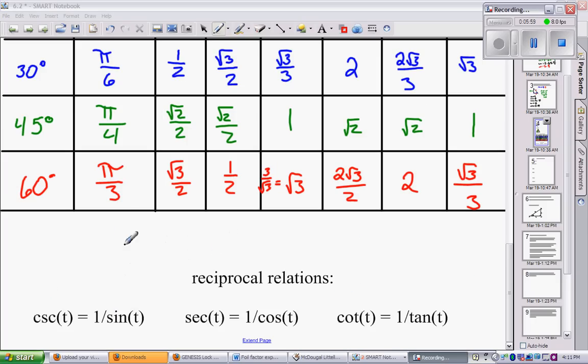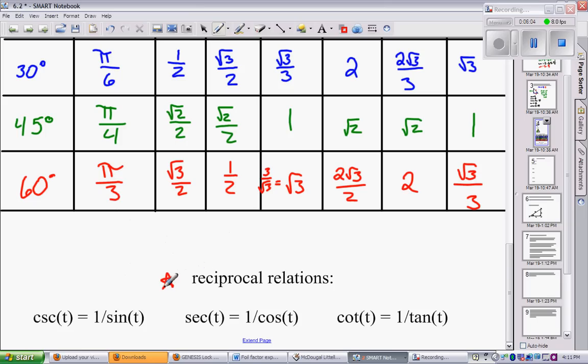We talked about this in the last chapter, but please remember the reciprocal relations. Cosecant of t or theta or alpha, whatever angle it is, is 1 over the sine. Secant of the angle is 1 over the cosine of the angle. Cotangent of the angle is 1 over tangent of the angle. Those are important to remember.